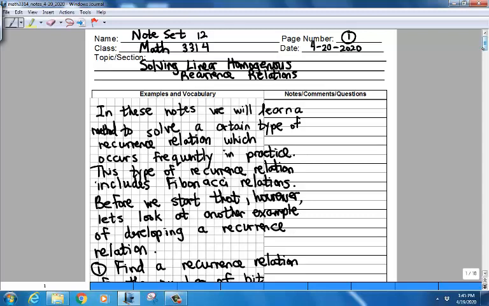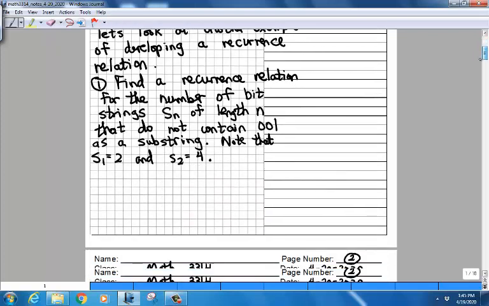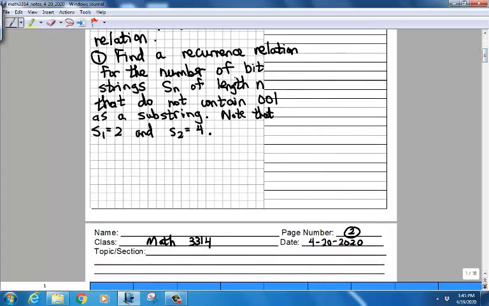Okay, so first we want to find a recurrence relation for the number of bit strings, that is, sequences of bits, right? Bits are zeros and ones. So the number of bit strings, we're going to call that S sub n, and these bit strings will have length n, but we want our bit strings to not contain the sequence 0, 0, 1. So we want to see how many bit strings we have of length n that do not contain 0, 0, 1, and we'll call that number S sub n.